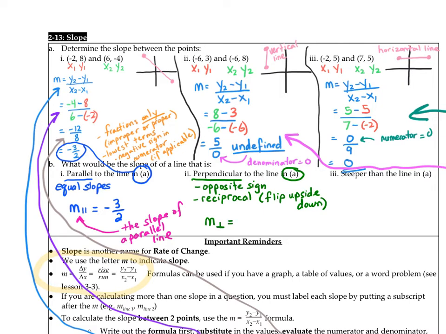And that is equal to, so you have to change the sign. So the sign was negative, so now it's going to be positive. And you don't have to write the positive if you don't want to. But I just want to emphasize here that the sign is changing from negative to positive. And then you need to flip the fraction upside down. So instead of 3/2, it's going to be 2/3. And that would be the slope. So this here means the slope of a perpendicular line.